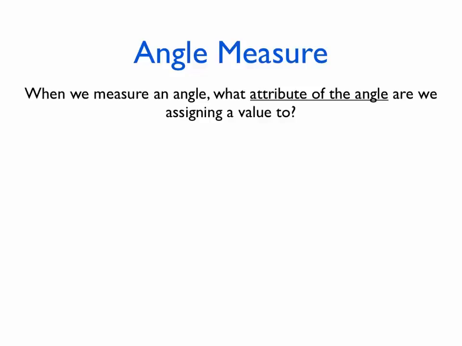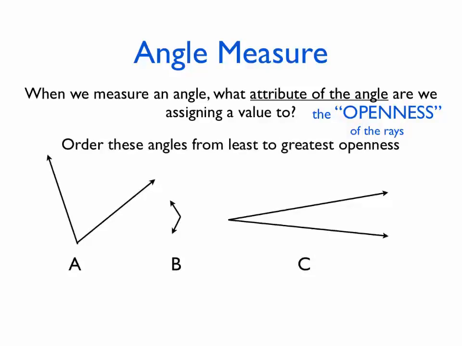So we saw it's not distance across, but if you think of an angle like a door, right? One ray is the plane of the door frame, the other ray is the door. Then how can we think of angle measure? How open it is, right? So we can talk about the openness of the rays. The more open the rays are, the greater the angle.